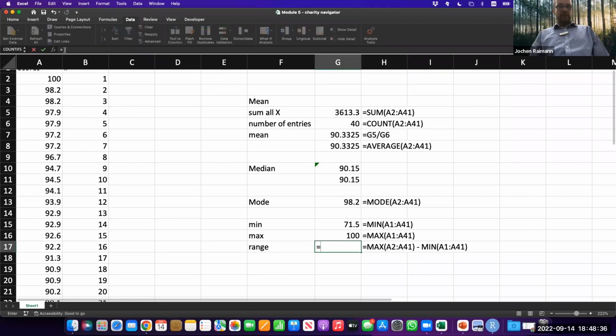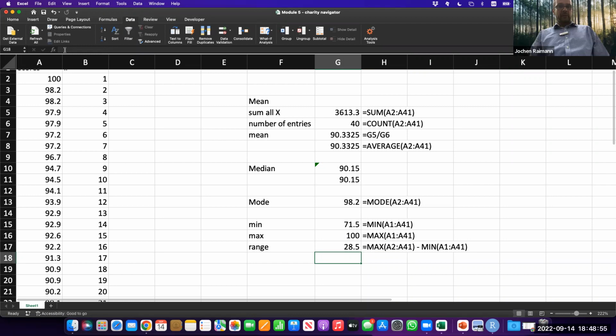And this is basically this minus this. So that's your range. So that's simple, right? It gives you max minus min. In order to get the range, you do the max minus the min.